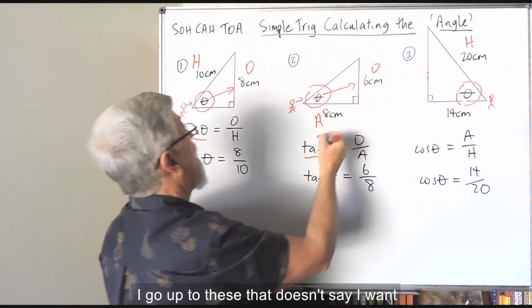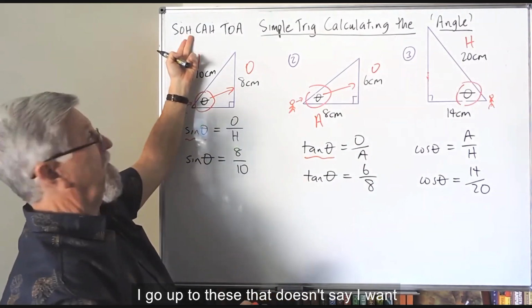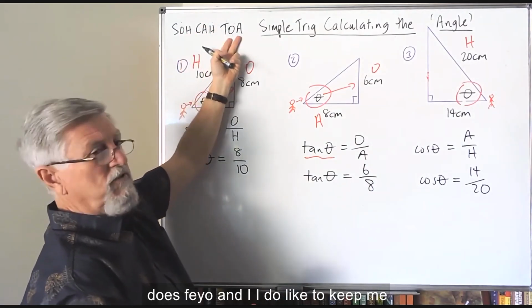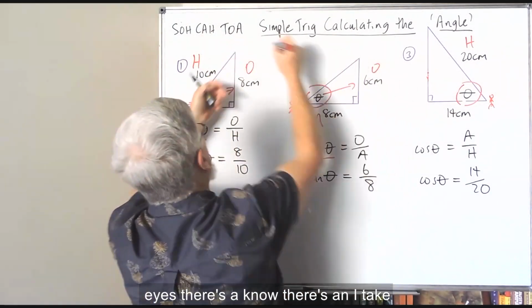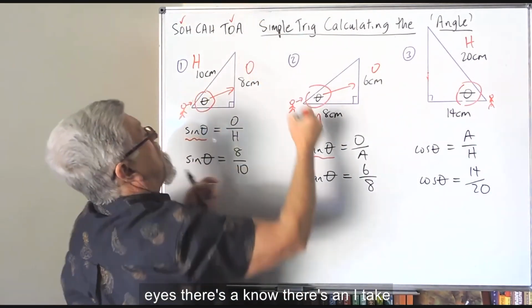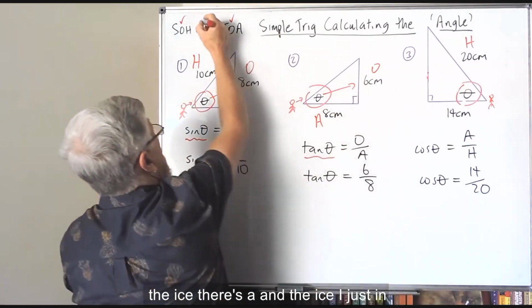So we've got an O and an A, so go up to these. That doesn't say O and A, that doesn't say O and A, that does say O and A. I do like the tick method though, O and H. So tick the O's, there's an O, there's an O. Tick the A's, there's the A and the A.